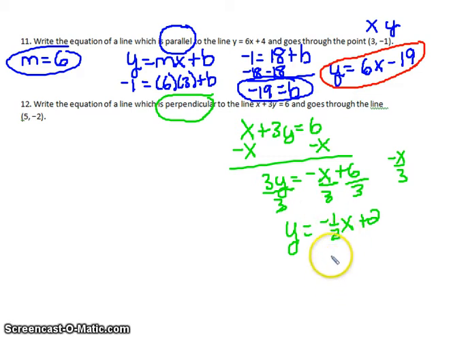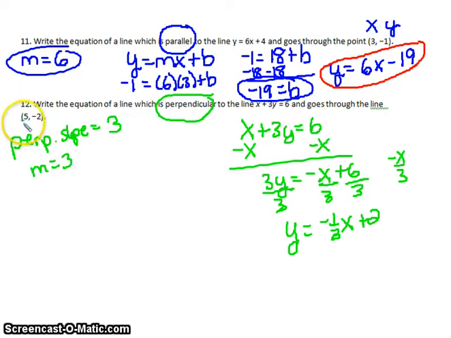I wrote it as negative 1/3 x because if my slope is negative 1/3 and we're doing perpendicular, my perpendicular slope is equal to opposite, so positive reciprocal, 3. My slope is 3. My x is 5. My y is negative 2.